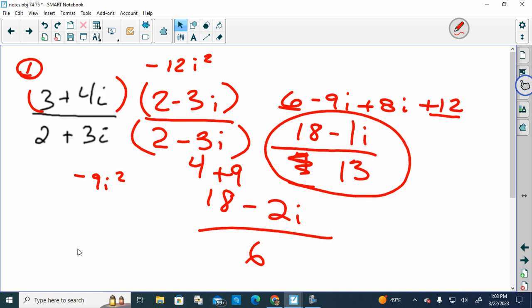Singleton means there's only one on the bottom. That would reduce to 9 minus i over 3. So you wouldn't do 9 minus 1/3 i.